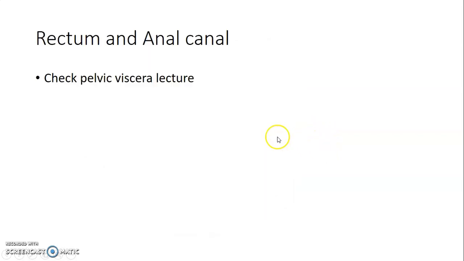That's sigmoid volvulus. The anatomy of the rectum and anal canal was covered under the pelvic visceral lecture. So you can just look for the pelvic visceral lecture and find out the anatomy of the rectum and anal canal, which are also part of the GIT.